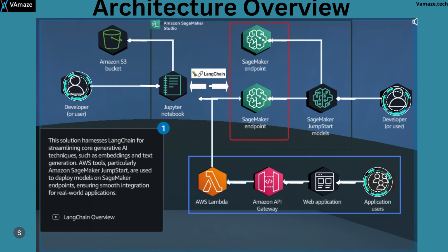We use the SageMaker JumpStart models to streamline the deployment process, ensuring that our models are ready for real-world application. Developers have multiple points of interaction within the system. They can use Jupyter Notebook for initial development and testing and later interact with the deployed model through SageMaker endpoints.